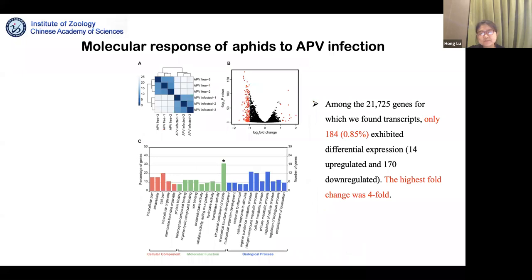From the direct effect on PAVs, the molecular response of PAVs to APV infection was investigated by comparing the transcriptomes of APV infected and APV free PAVs living on Vicia villosa. Among these 21,725 genes, only 184 genes exhibited differential expression. 14 genes were upregulated and 117 genes were downregulated in APV infected PAVs. The highest fold change was only fourfold.